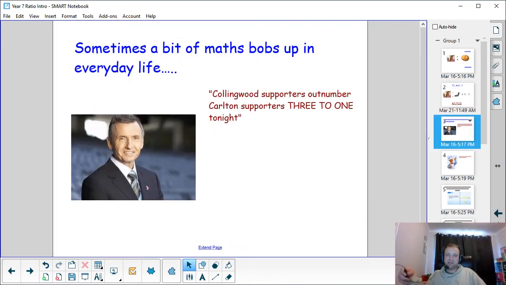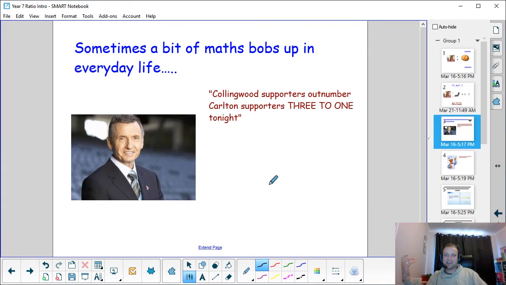So ratios are a pretty commonly used and commonly referenced piece of maths that can just pop up anywhere. This isn't something you're going to hear any football commentator say this year, because we're not going to have anybody in any crowds whatsoever. But if supporters were allowed to go to the football, you probably would hear Bruce say something like, the Collingwood supporters outnumber the Carlton supporters 3-1 tonight. That's a ratio. That's saying that there's 3 times as many people in one good group as there is in some other stinky group, right?